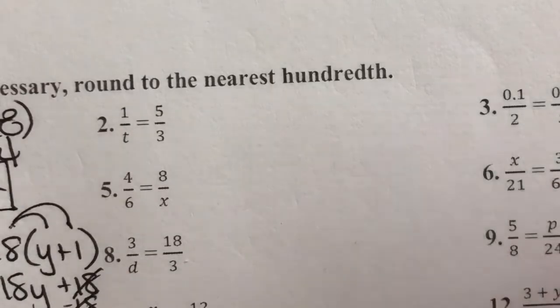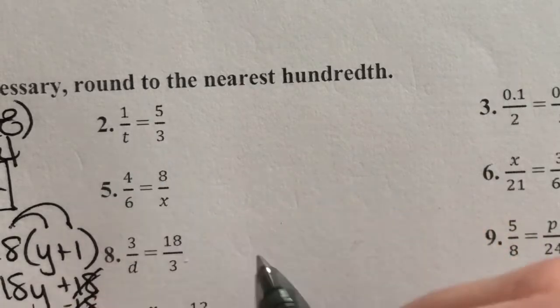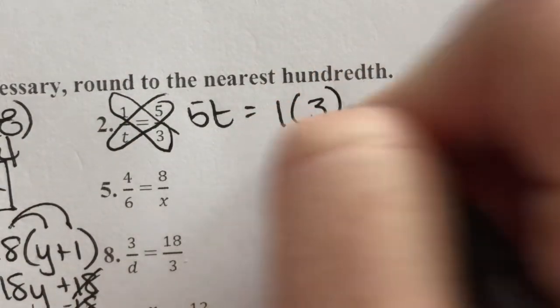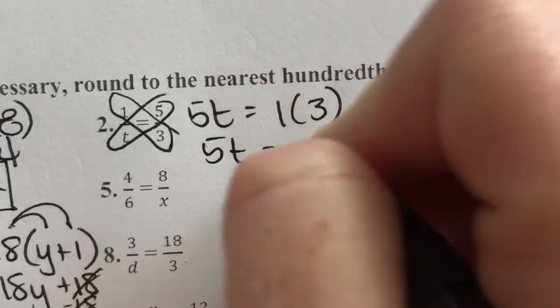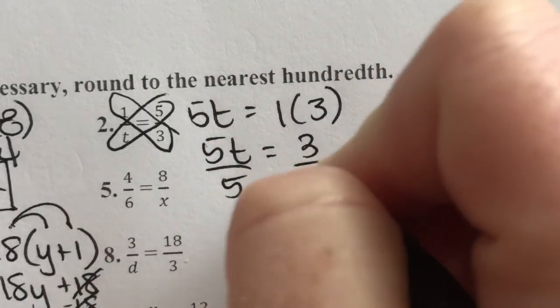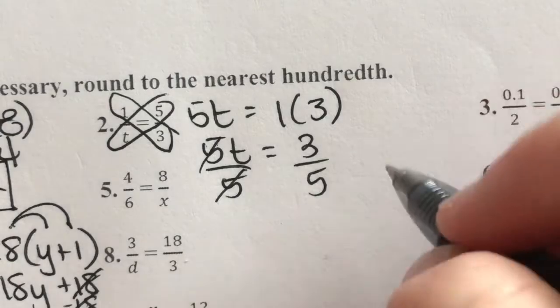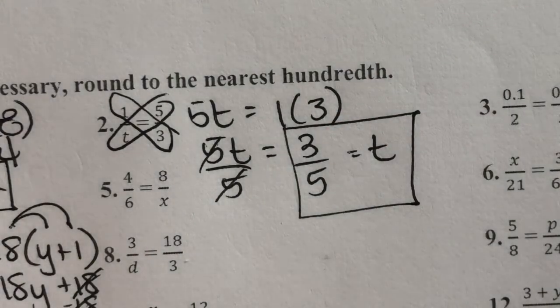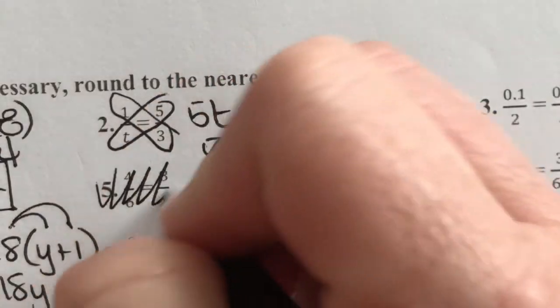Let's do a couple here and then we're all done. Number 2, 1 over t equals 5 over 3. So I'm going to cross multiply. 5t equals 1 times 3. 5t equals 3. Divide by 5. Divide by 5. So t equals 3 over 5. I'll skip this one because I don't have room.